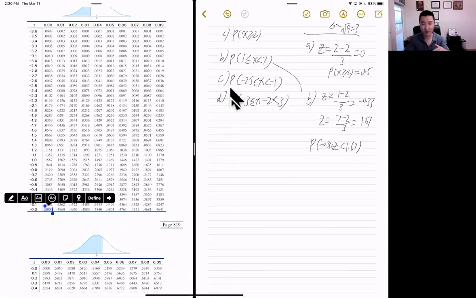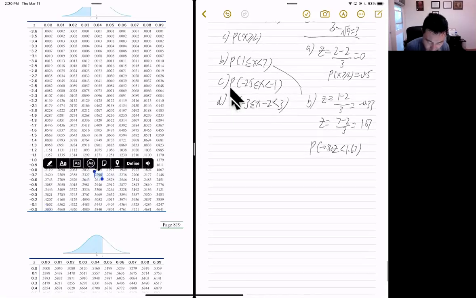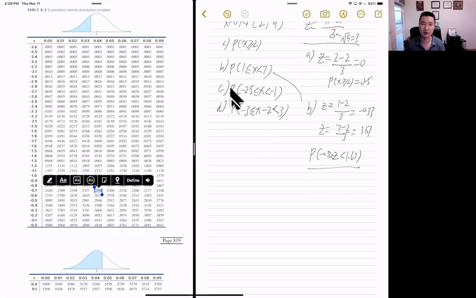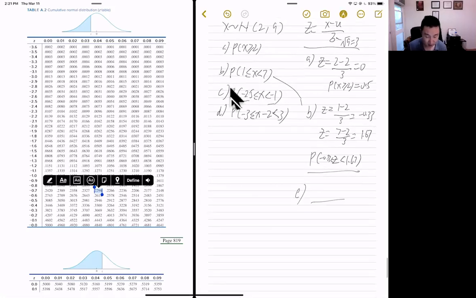Okay, to save us time, I will not do the same details again. Okay, so as long as you transfer from x to z value, the remaining will be to look at the table and do the same procedure depending on what the question is asking. Okay. And for C, part C is the same. So we transfer the two x values into two z values, and then we look at the area between these two z values from the table. So again, I will skip the details for C to save us some time.